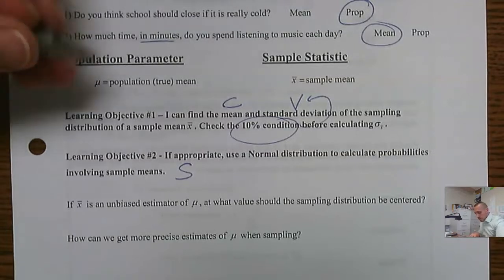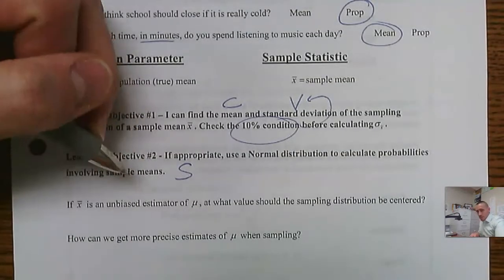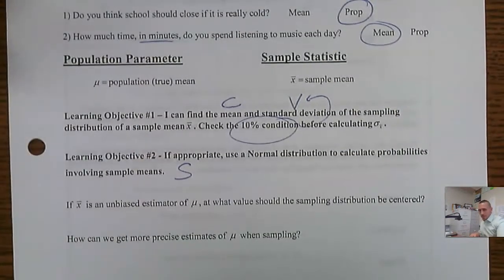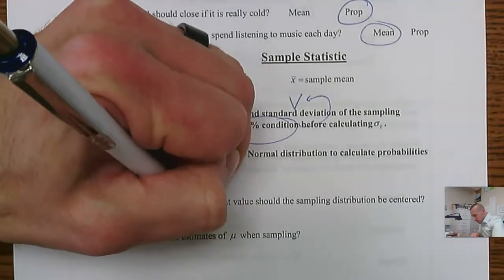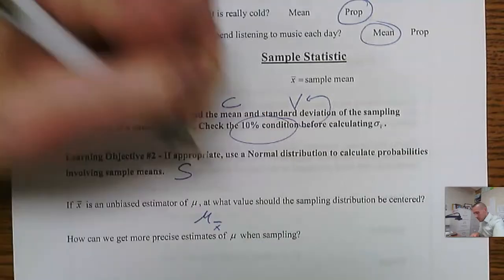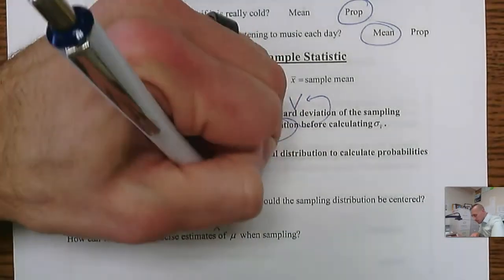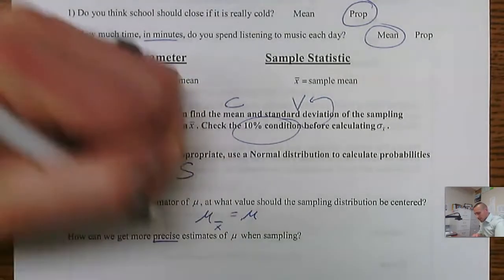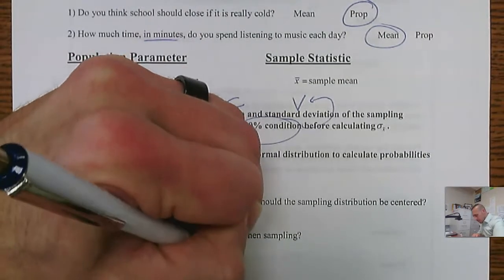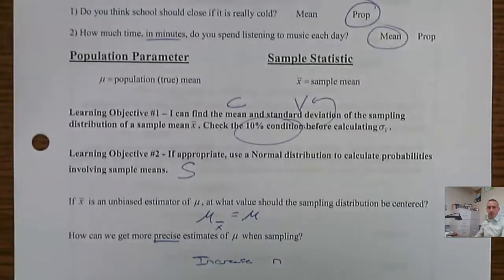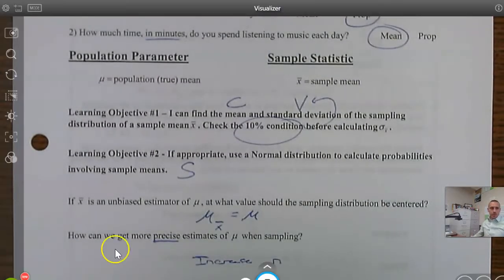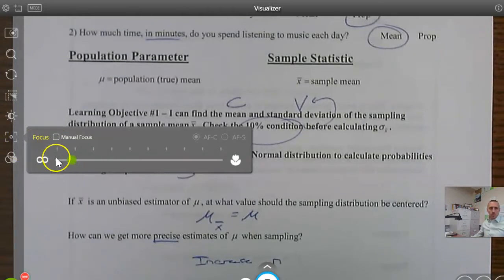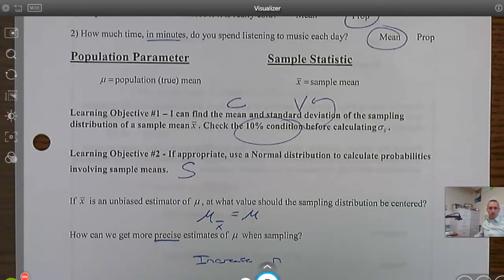Okay, for this first question, if it's unbiased, the mean of the sampling distribution should be equal to the population mean. So I don't care if you used all fancy notation, but the mean of the sampling distribution, the mean of all the sample means, if it's truly unbiased, should equal the population mean. And how can we get more precise estimates? Well, we can increase the sample size. If I increase the sample size, my estimates are going to become more precise, which is ideal.